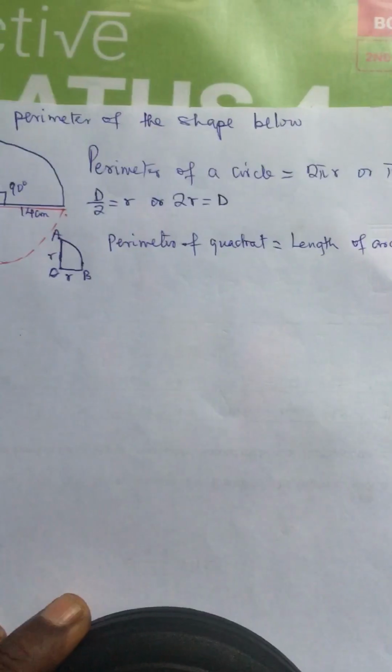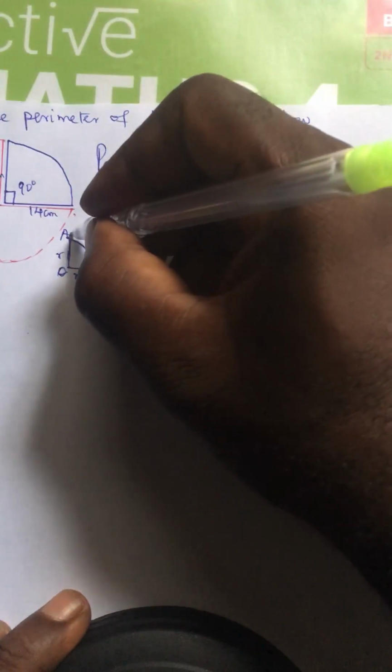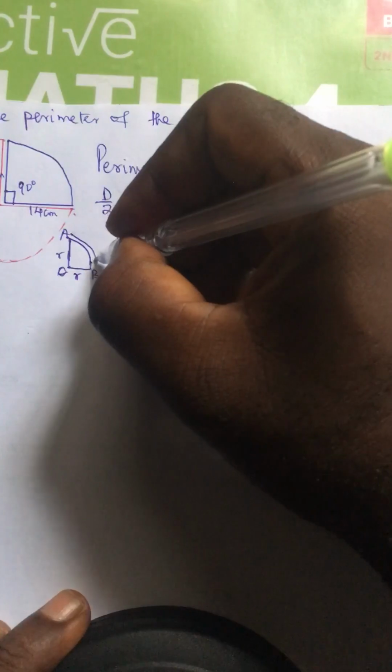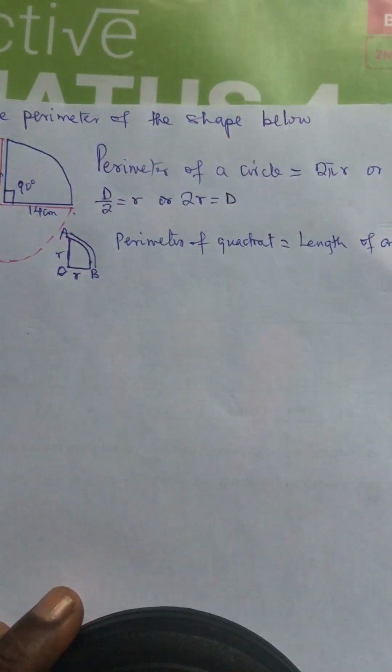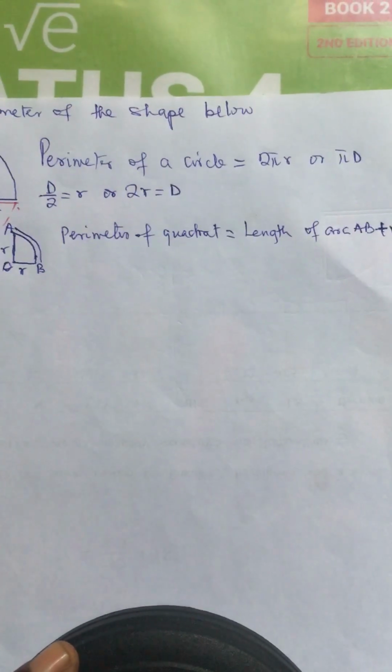Now, when I say arc here, what do I mean by arc? This curve that runs from A to B is the arc. If I know that length, I add it with radius AO and add the second radius OB, then I have found the perimeter of that shape.